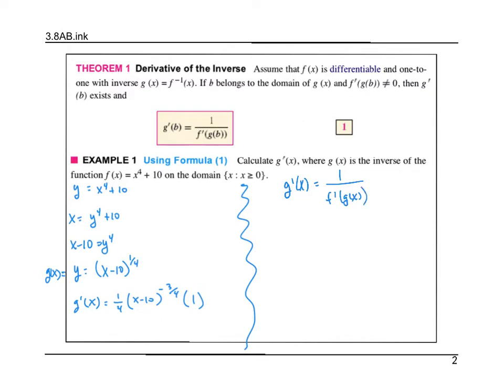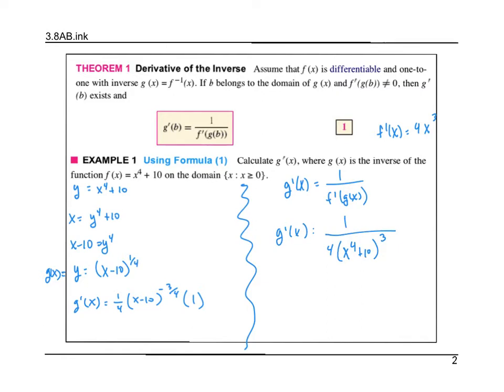Okay, so I need to figure out what f prime is, and then I need to be able to plug g into it. So f prime, little side work here, is 4x cubed. So g prime of x would then be 1 divided by 4 parentheses. Okay, and g is going to go inside here.